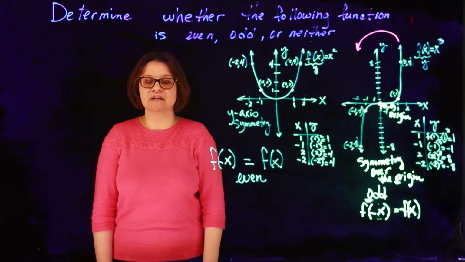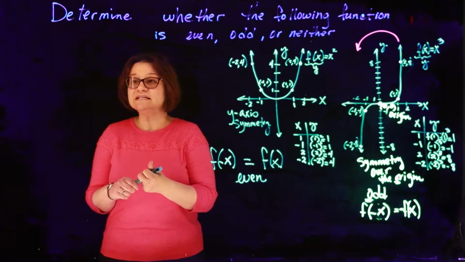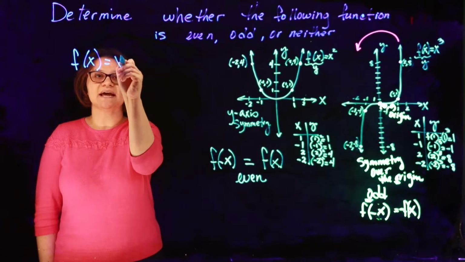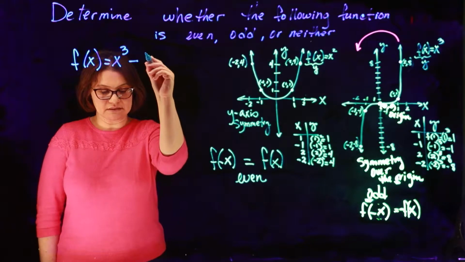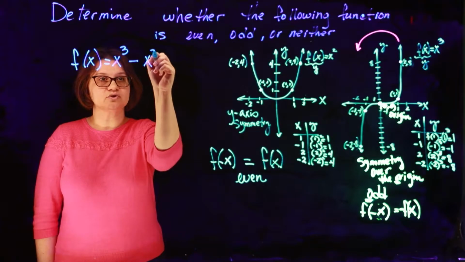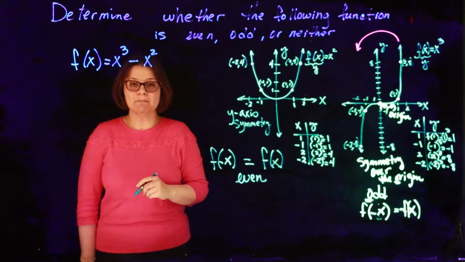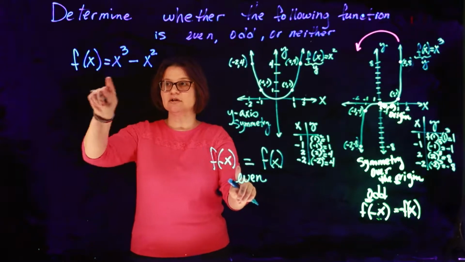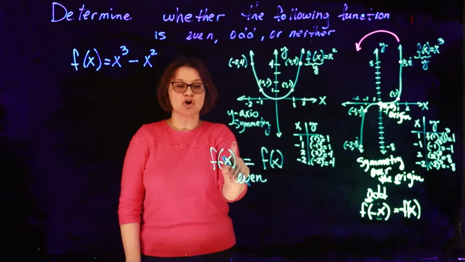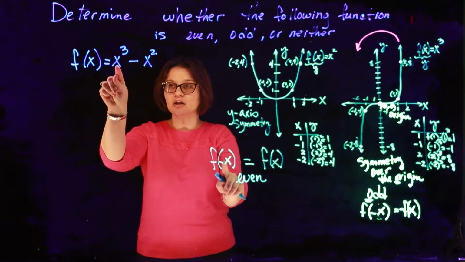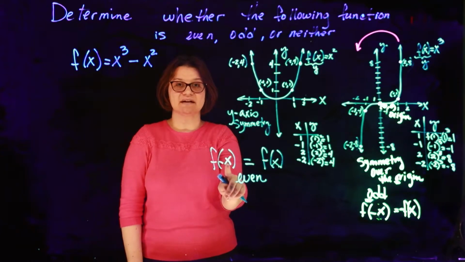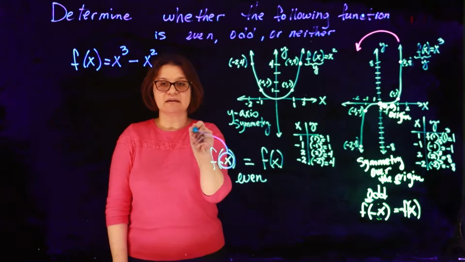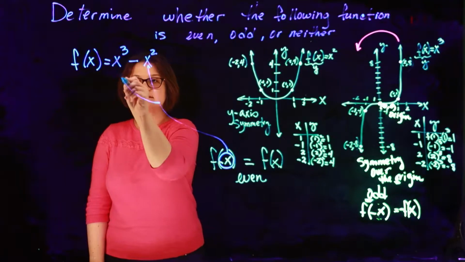This is part 2 of the video where we look at the second function. And in this video, we will look at the following function. F of x equals x cubed minus x squared. Okay? Remember, for the function to be even, this f of x should equal a function where we replace all of the x variables with a negative x. So we'll substitute negative x in for all of the x's.